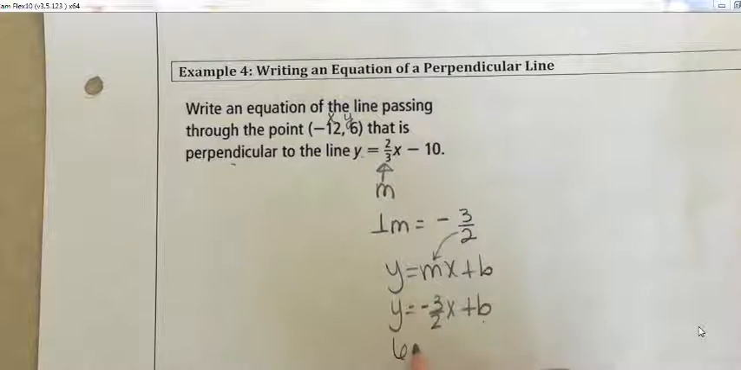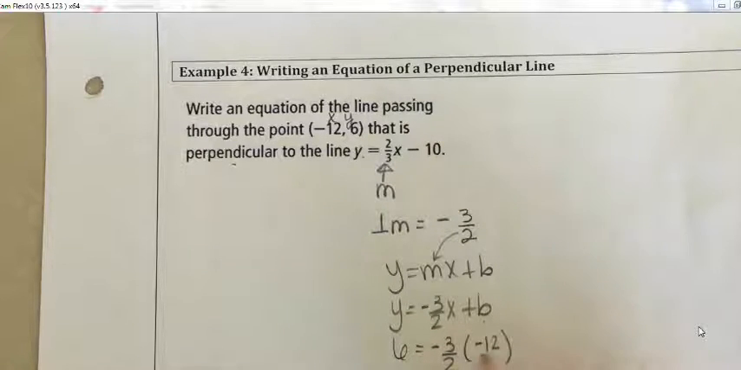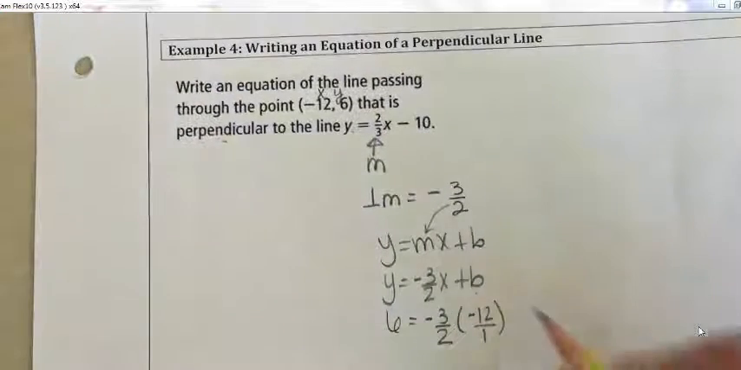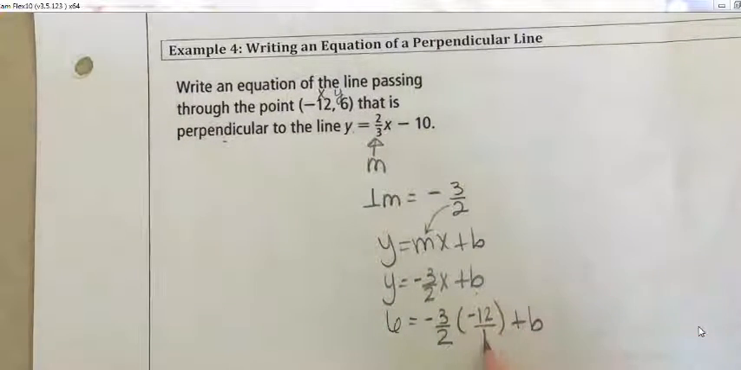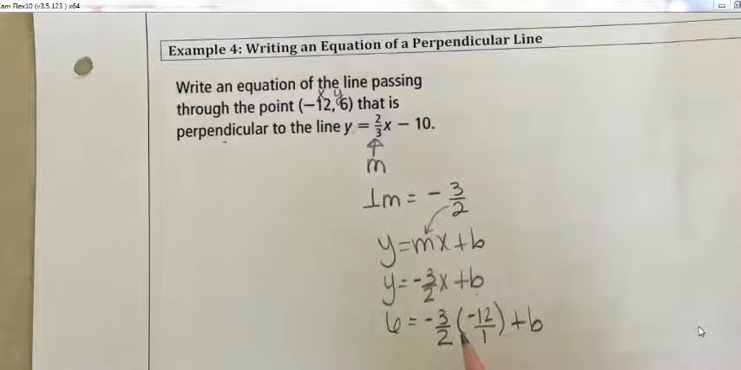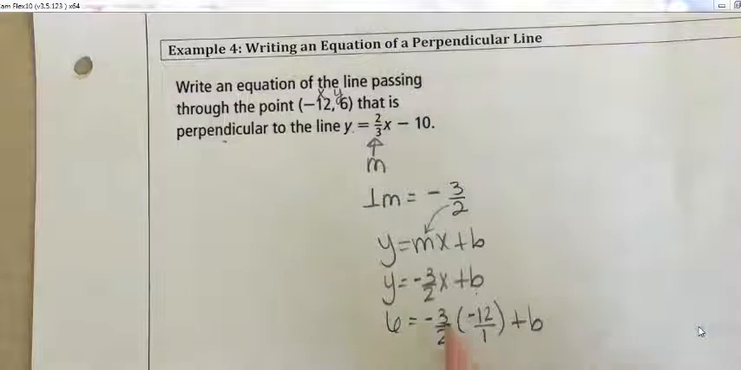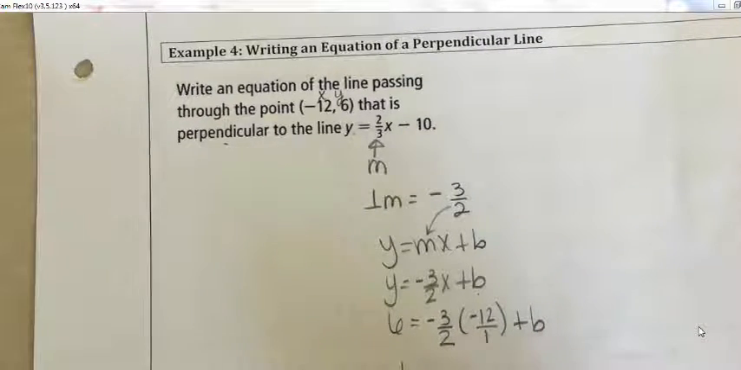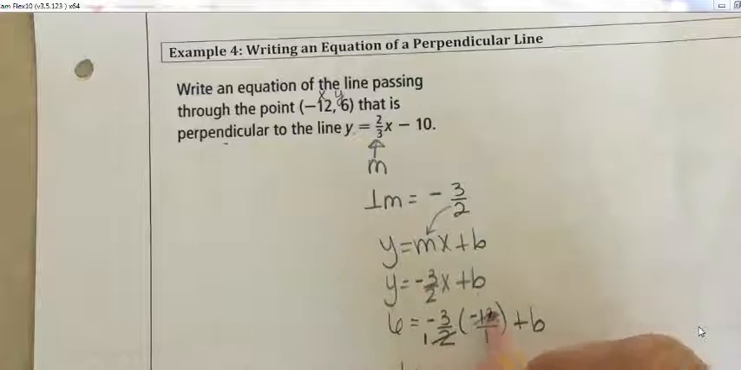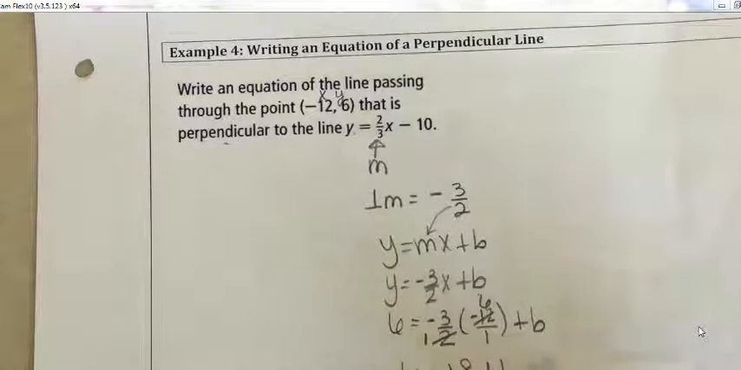So 6 for y, -12, or -12/1 for x, plus b. I only put the 1 there because I'm dealing with fractions here. And in order to multiply fractions, you need numerators and denominators. Or it makes it a little bit easier. Now I can sit here and I can say, all right, I can reduce these, right? So 2 and 12 have a common factor. They can both be divided by 2. Divide bottom by 2, you get 1. Divide top by 2, you get 6. This is 18 plus b.